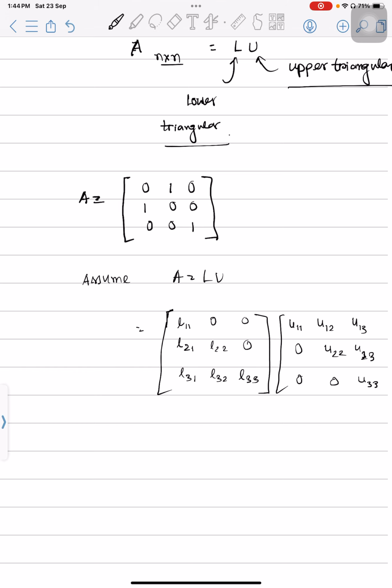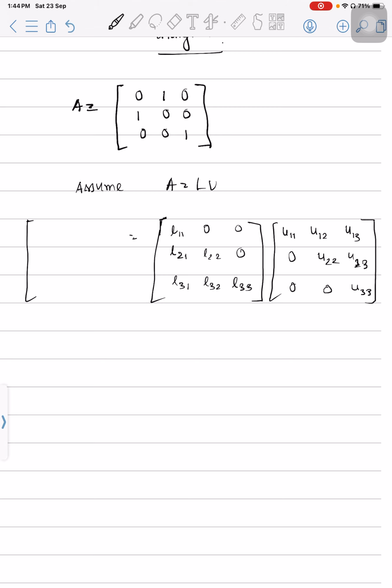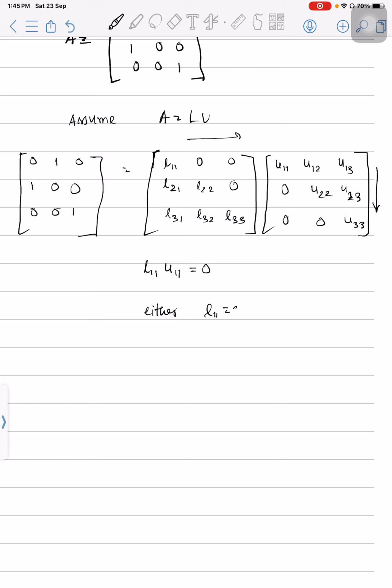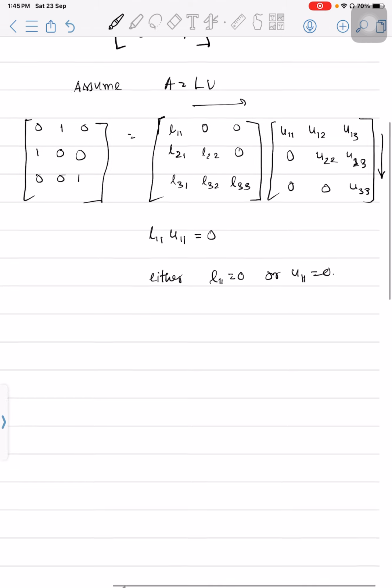And the left hand side is 0 1 0 1 0 0 0 0 1, right? So just multiply these two matrices. By multiplying these two matrices, the first element will be L11 U11, which will be equal to the corresponding element of the left hand side matrix. So this will equal 0. That will imply that either L11 equals 0 or U11 equals 0, right?